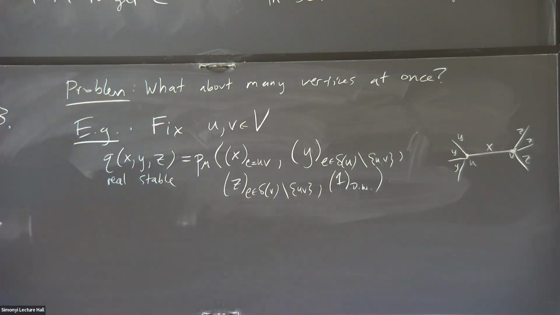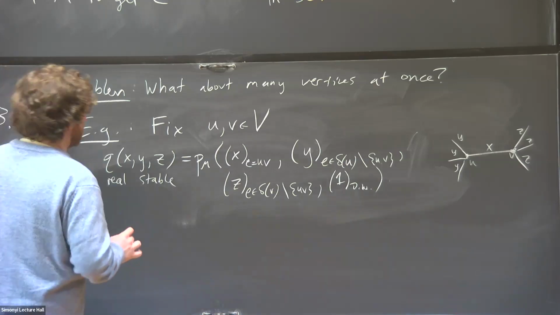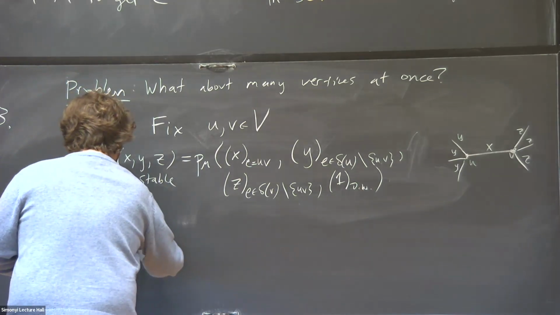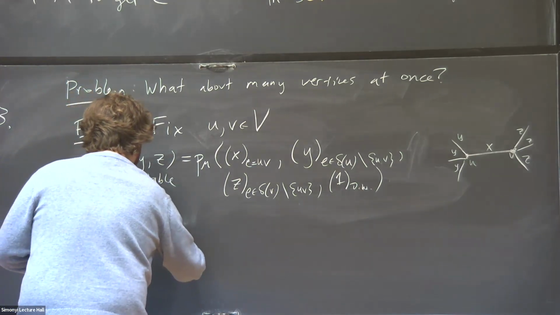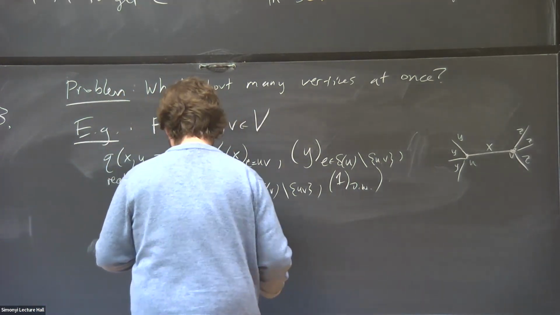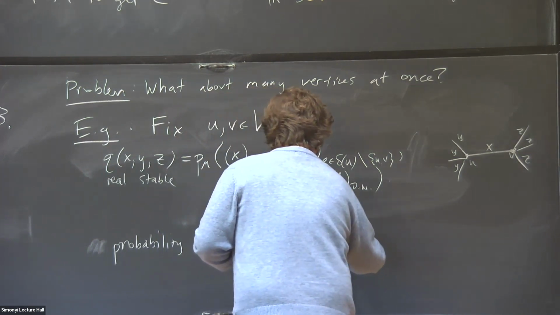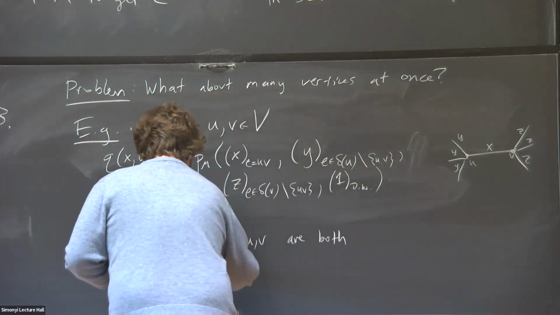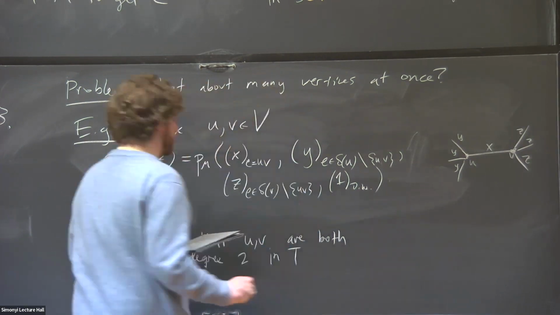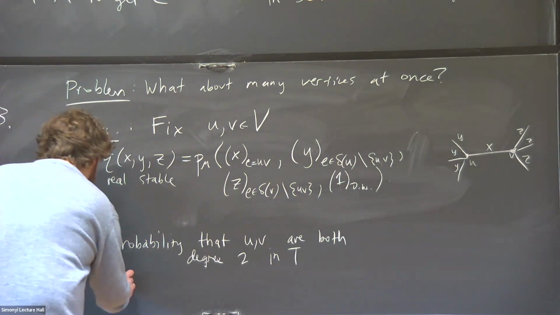Okay? And I also can get at some sort of odd or parity degree information of these two vertices as follows. So let's suppose all I wanted to do was compute the probability that u and v are both degree 2. So that's a pretty far cry from whether or not they're even degree, but at least it's a lower bound.